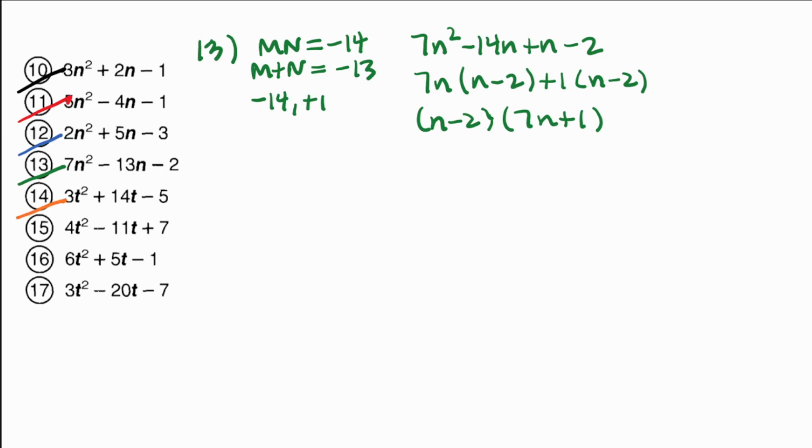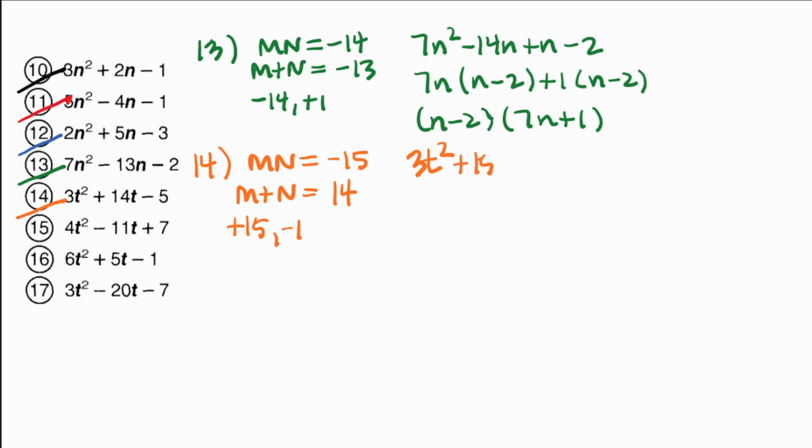Alright, now 14 is going to be, on there, 3 times negative 5 is negative 15. Looking for numbers that add to negative 15 while adding to positive 14, and that will be positive 15 and negative 1. And so that's something a little different. So I'll split up that middle term, 3t squared plus 15t minus 1t minus 5.